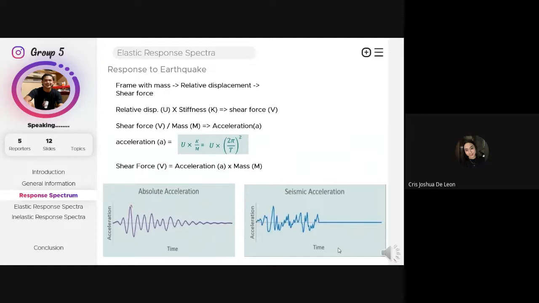And the next is frame with mass, relative displacement, shear force. When we multiply relative displacement U to stiffness K, we obtain shear force V, which is the force to design a building, and shear force V divided by mass M, we obtain acceleration A. In summary, we multiply U times K over M, or equivalently U times 2 pi over T squared, and shear force V equals acceleration A times mass M.